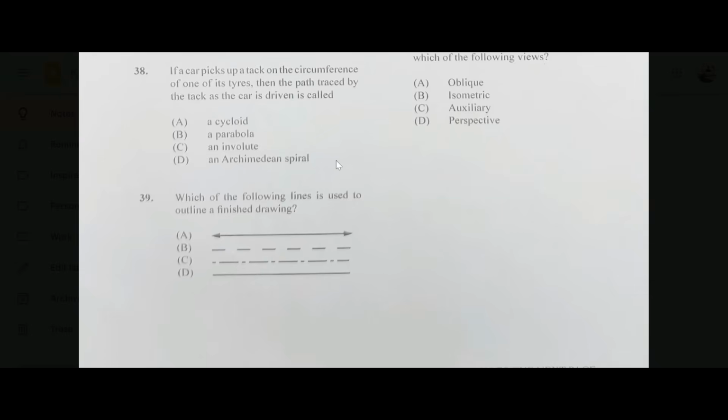Number 39, which of the following lines is used to outline a finished drawing? Of course, the answer is D.